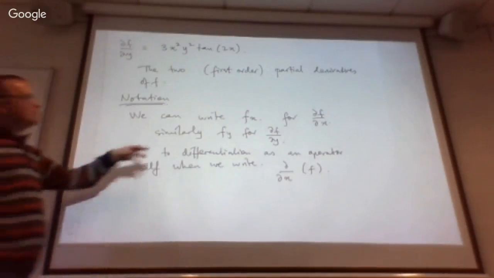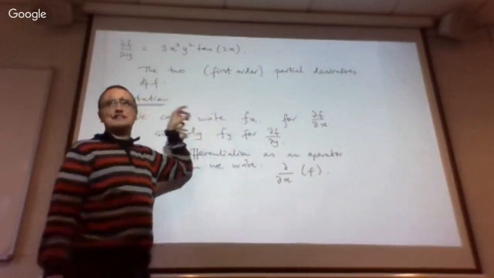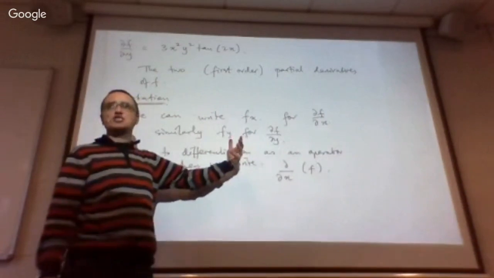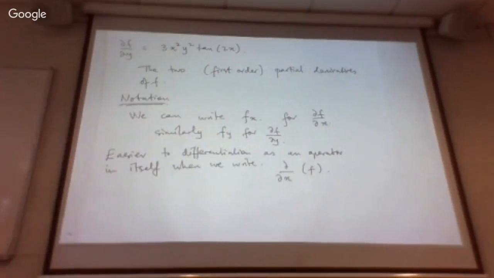Whereas with this more compact notation, f subscript x, it's a bit difficult to separate out the process of differentiation itself and see it as having its own existence and its own properties. But it is more compact, it is quicker to write, it fits on the line better than the f over the x, etc.